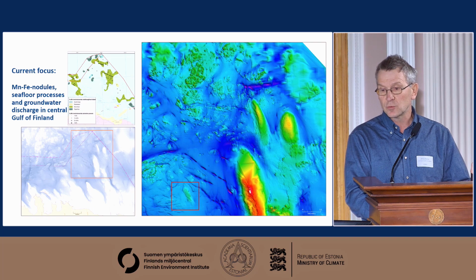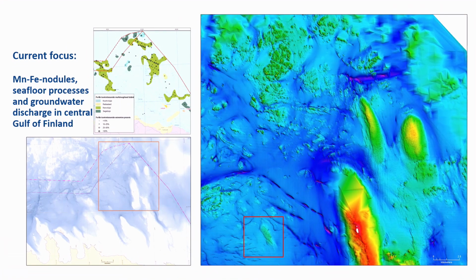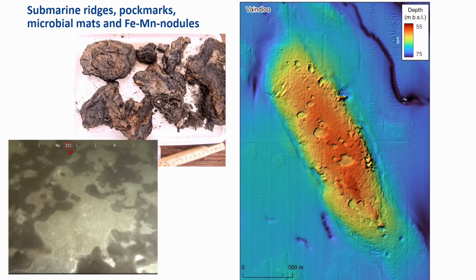If we zoom now in to this red square shown on the bathymetric image at the right, there we see a submarine ridge. This submarine ridge has a length of about 3 kilometers and a width of about half a kilometer. And if we look closely into this submarine ridge, then we see that there are these holes in it. So this is like a Swiss cheese on a seafloor.